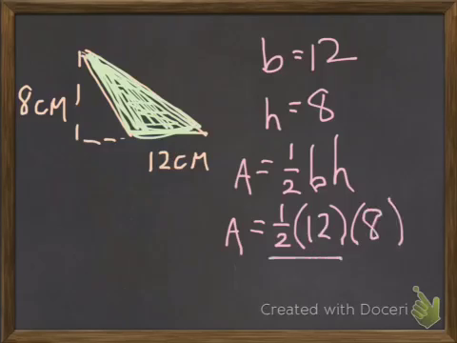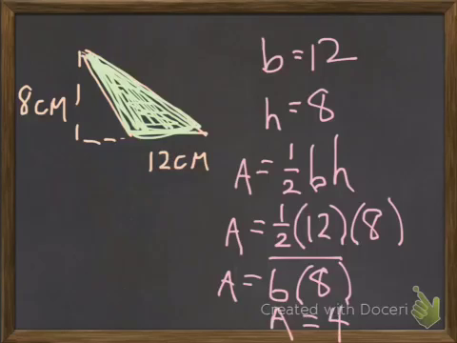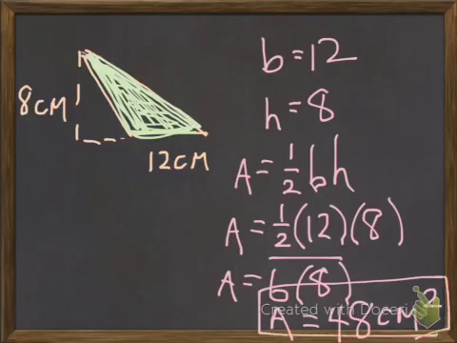So now I'm thinking 1/2 times 12. That's going to be 6, because half of 12 is 6. So 6 times 8, so area equals 48, and I'm not done just yet. I need to label. It's given to me in centimeters, so I need to say centimeters, and it's area, so it's squared. Box in my answer.